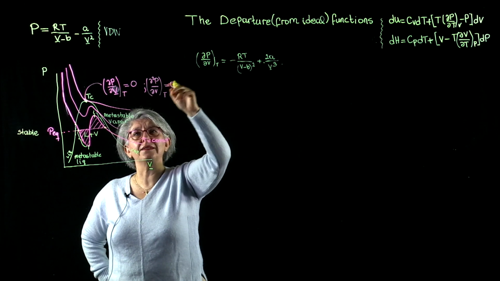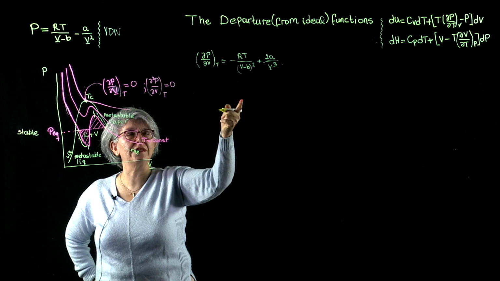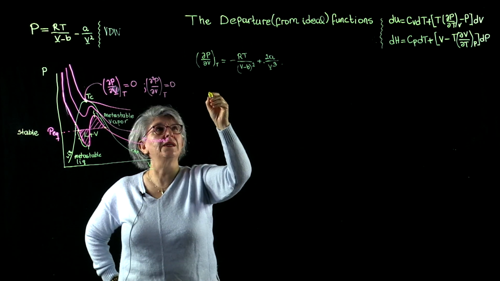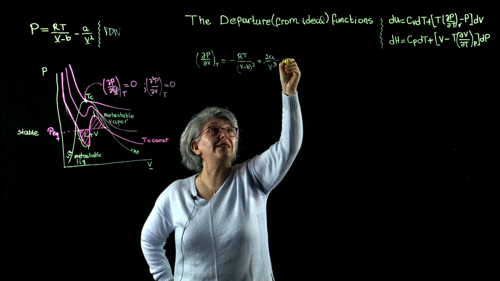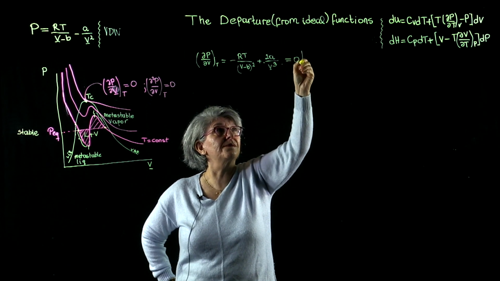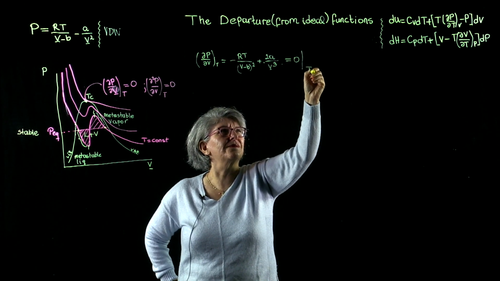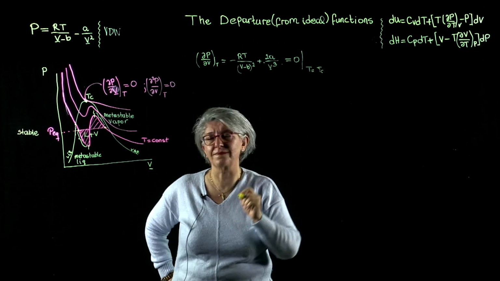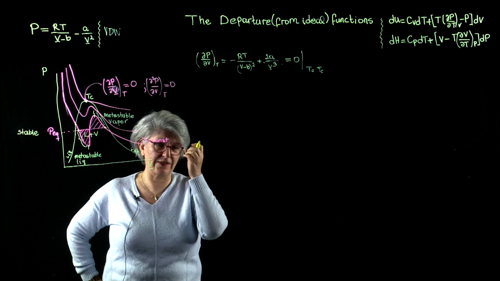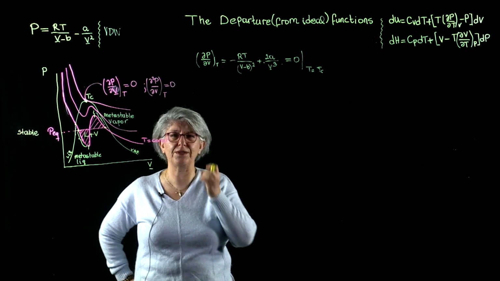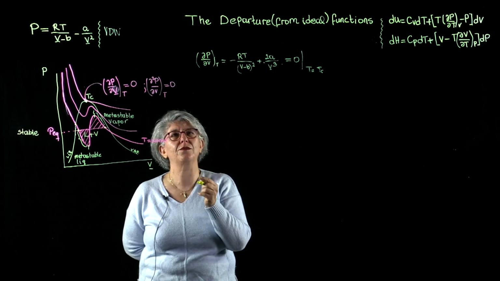For the second one, I'm going to take the differential a second time. This is going to be 0 at T equal to T critical, when temperature is the critical temperature, pressure is the critical pressure, and volume is the critical volume.